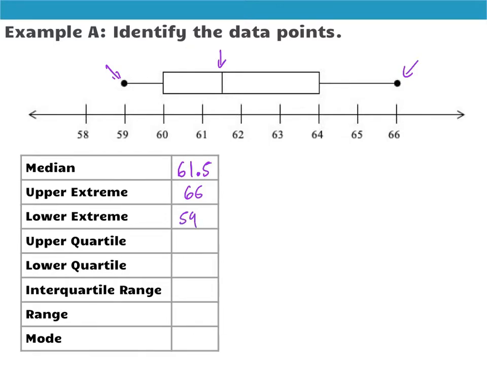Now we need the upper quartile. When we're talking about the quartiles, we're talking about the edges of the box. So the upper quartile right here is 64. Then we're at the other edge of the box. The lower quartile is 60.